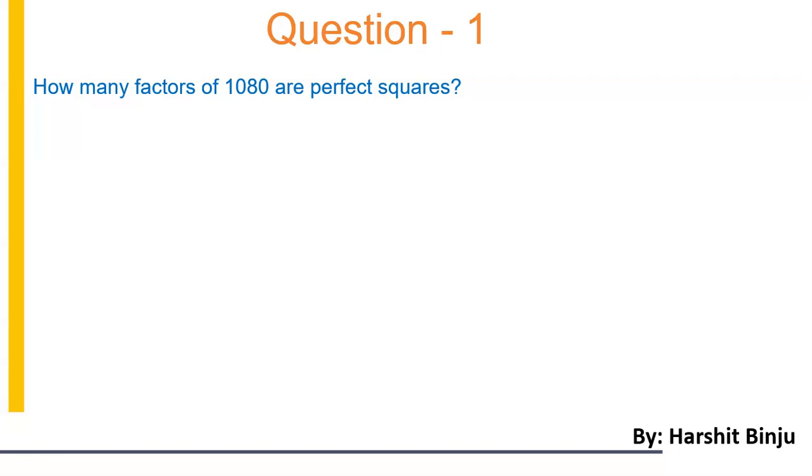So how many factors of 1080 are perfect squares? Let's see. When you talk about 1080, that is 108 into 10. 108 is 27 into 4, so that is 2 square into 3 cube, and 10 is 2 into 5. So the result of this will basically become 2 cube into 3 cube into 5.